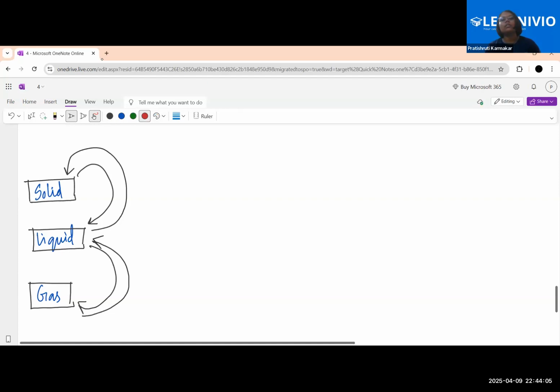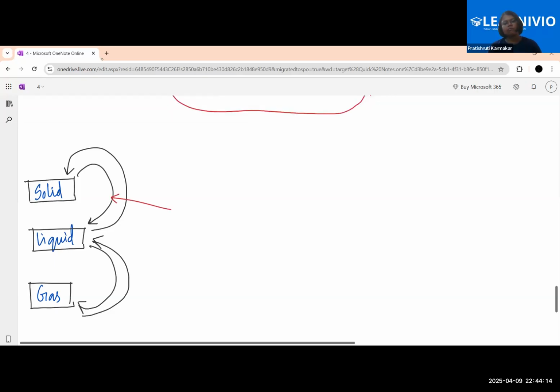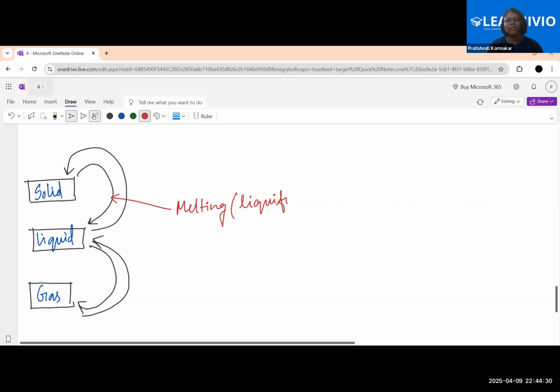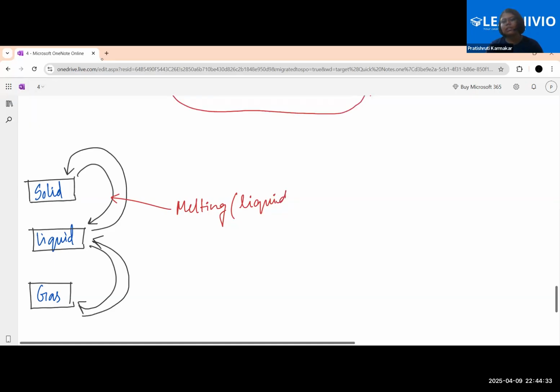What do we call the process of conversion from solid to liquid? Solid to liquid is melting. Liquefaction, liquidification, melting also. Okay, let's go with liquidification. Melting is the word, okay?